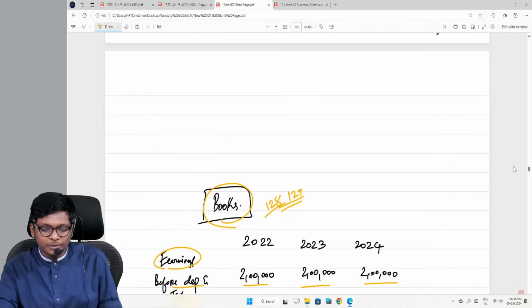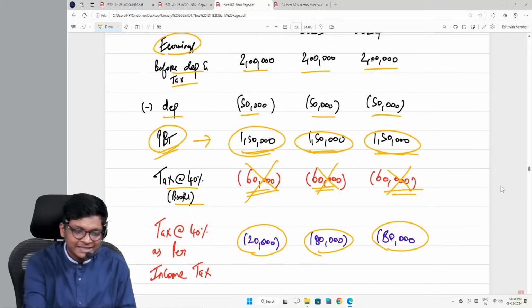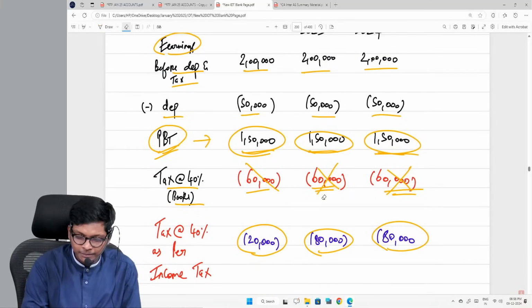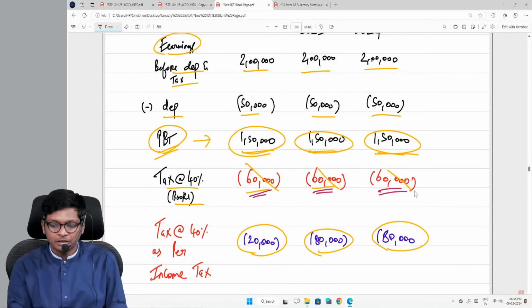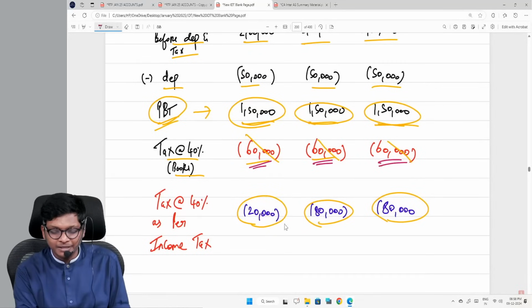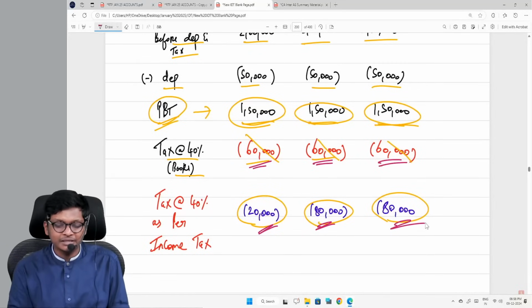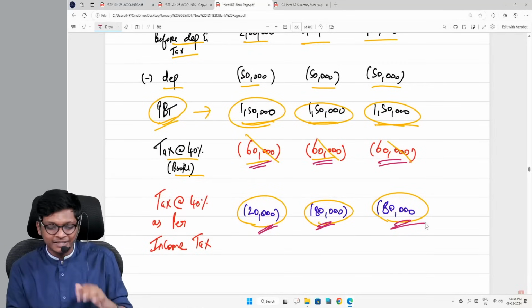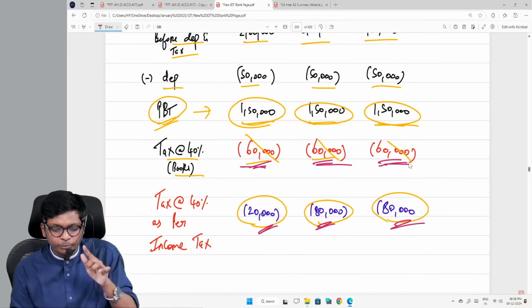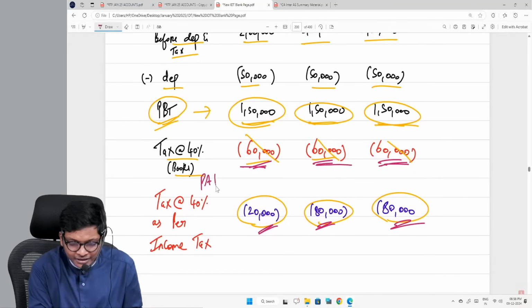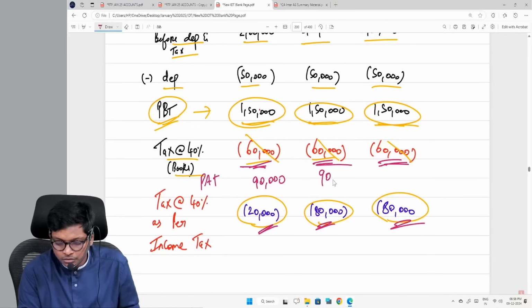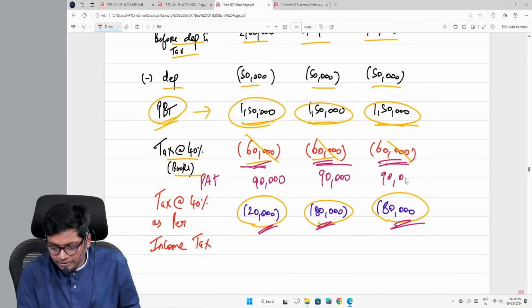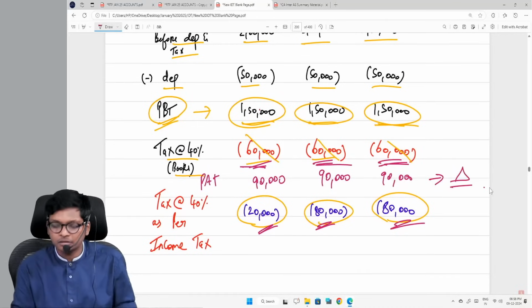So when I go back to my above statement, in a place where I should have had tax of 60, 60 and 60, I have tax as per income tax of 20, 80 and 80. Sir, how will this affect? Very simple. If I do as per books, my profit after tax will be 1,50,000 minus 60, which is 90,000, 90,000, 90,000. This will be the same every year, correct?